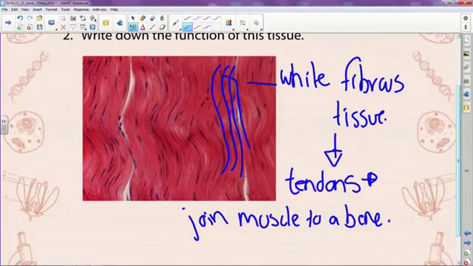Now you can see lots of fibers. What are we looking for here? We're looking for strength. They go in the same direction and the fibers are very, very tight.